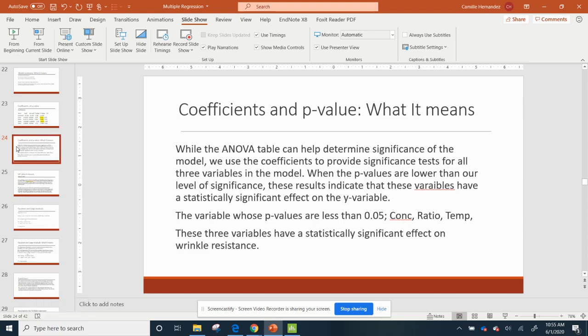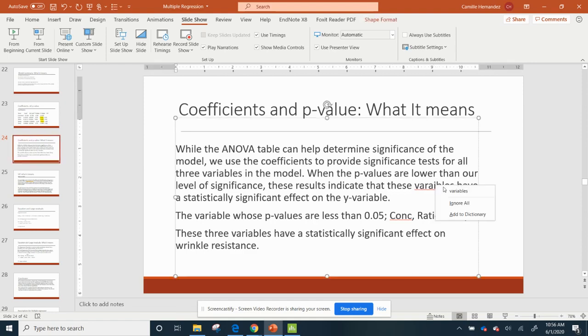Okay, so while the ANOVA table can help us determine significance of the model, we have to use the coefficients to provide significance tests for all of the variables in the model. When the p-values are lower than our level of significance, the results indicate that these variables have a significant effect on the y variable.